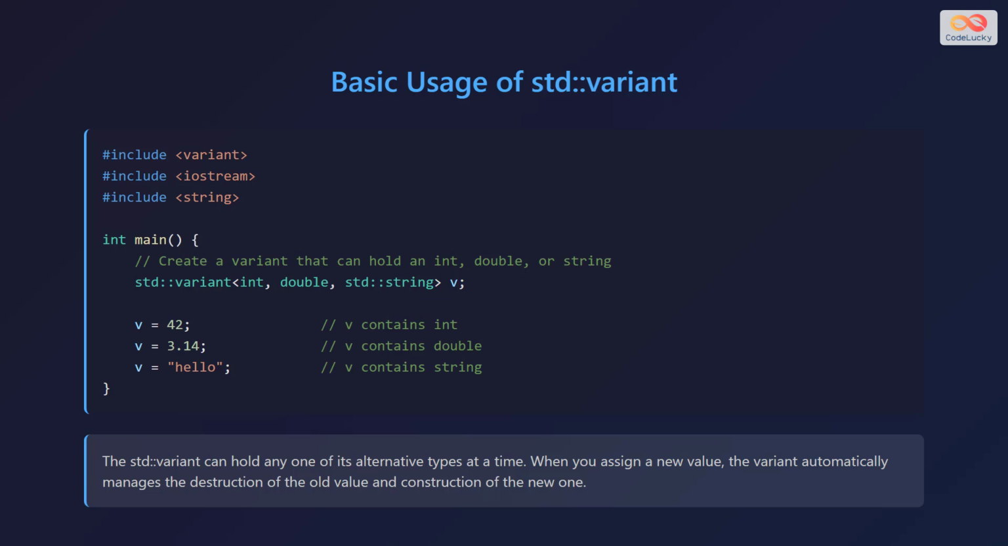First, v is assigned the integer value of 42. Then, v is assigned the double value of 3.14. And finally, v is assigned the string value of hello. The std::variant can hold any one of its alternative types at a time. When you assign a new value, the variant automatically manages the destruction of the old value and construction of the new one.